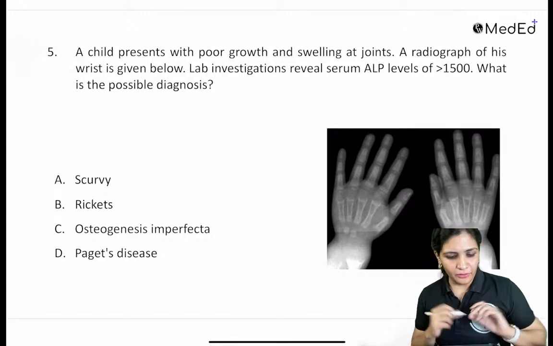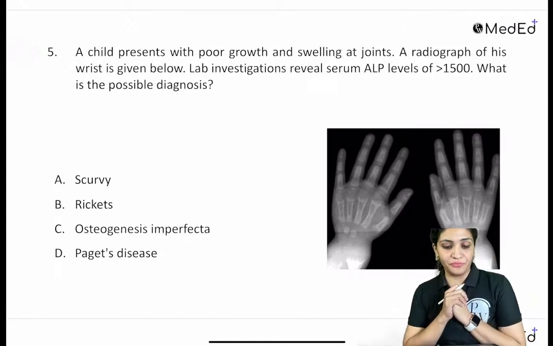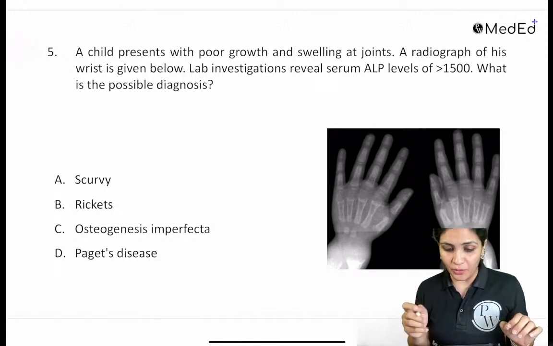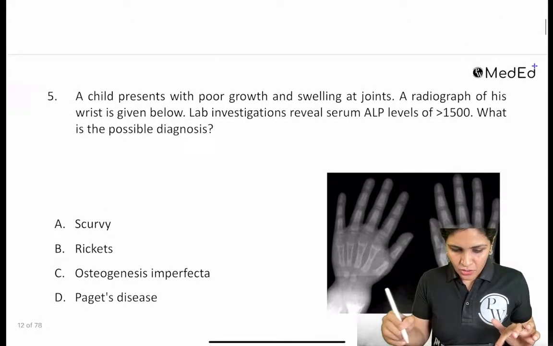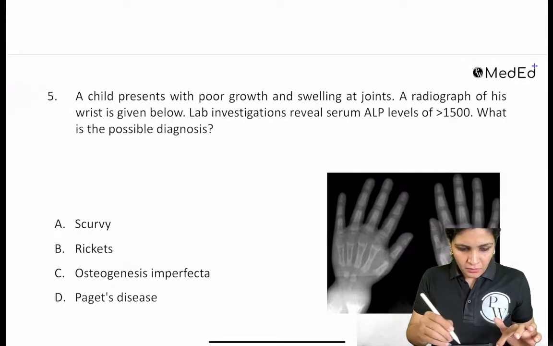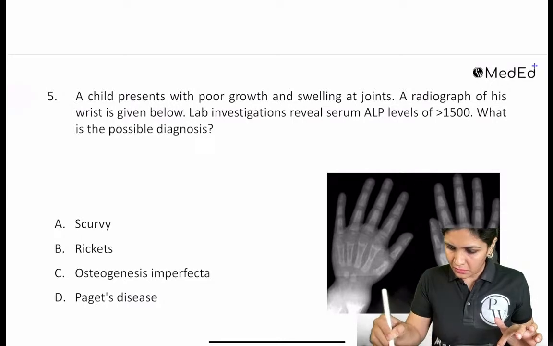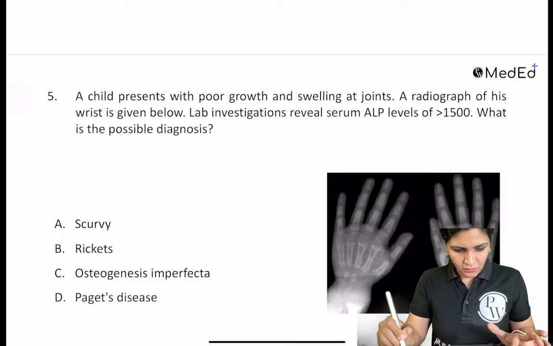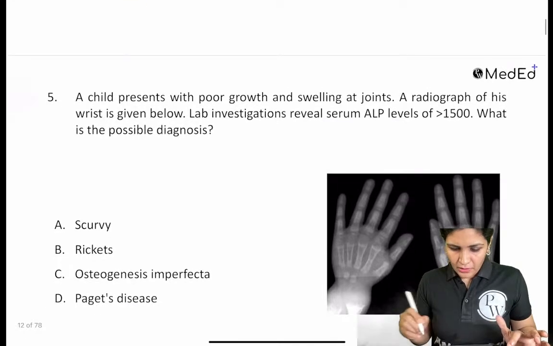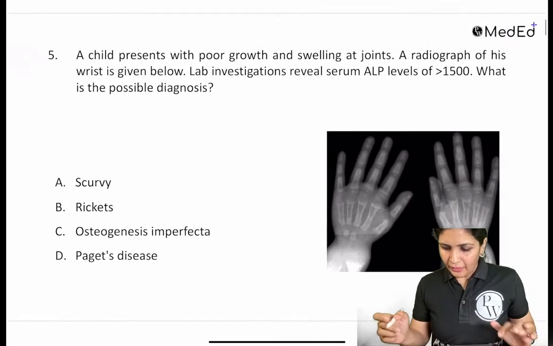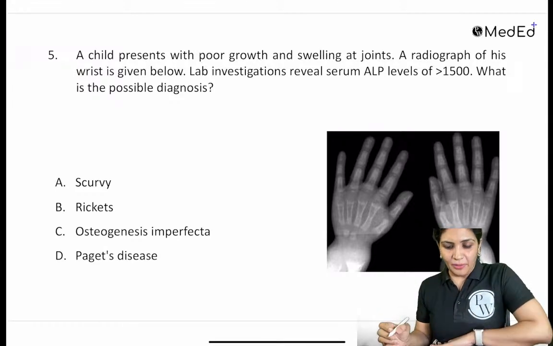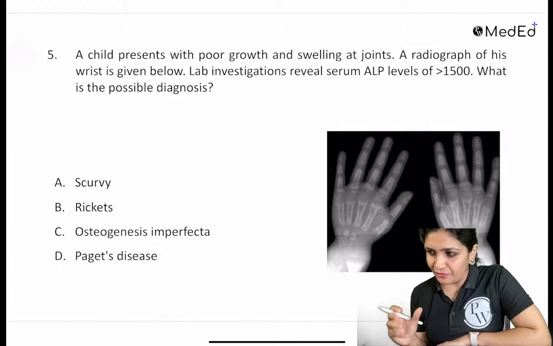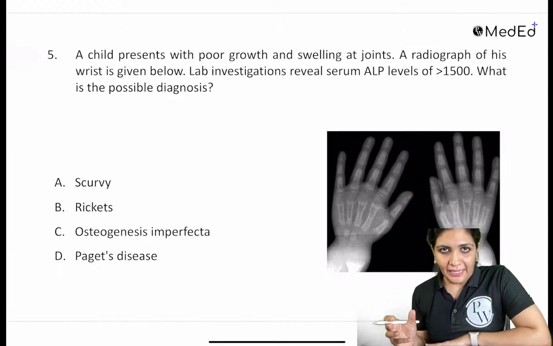So now we are at the fifth question, and I was talking about rickets. Here the child presented with poor growth and swelling, right? The radiograph of his wrist is given below. Lab investigations reveal serum alkaline phosphatase levels of more than 1500. What is the possible diagnosis?